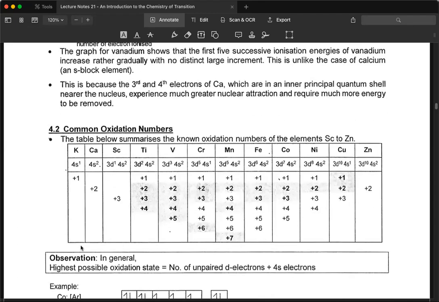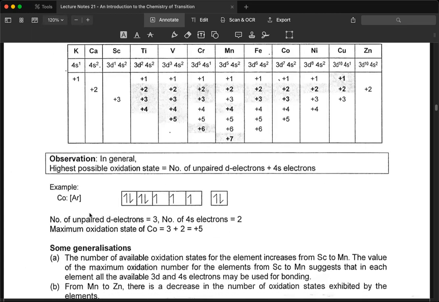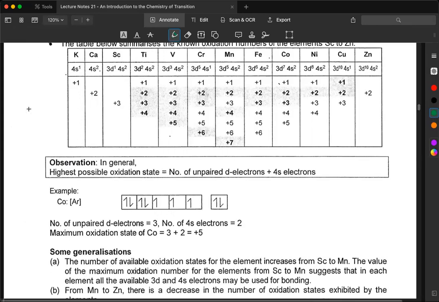Now, the table below summarizes the known oxidation numbers of the elements across the period. So in general, the highest possible oxidation state is equivalent to the number of unpaired d electrons and the 4s electrons. So for example, cobalt. Cobalt has 3 unpaired d electrons. So you need to know how to draw the electron-in-box diagram to identify how many unpaired d electrons are there and how many 4s electrons are there. So if you take this, so these are 3.